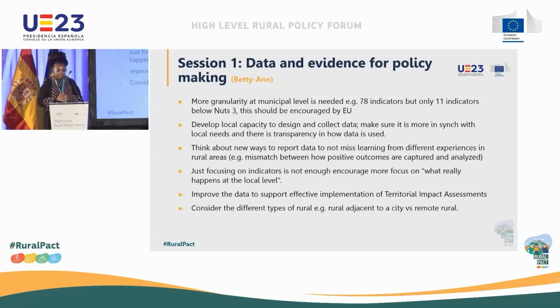There was an example provided of 78 indicators being available in one of the presentations, but only 11 could be attributed to the lower level. That was just an example of why there was this push and pull in the conversation between we have too much data and not enough. That 78 versus 11 gives you a sense of what that is. It's really about granularity and breaking it down so that you're getting the information that you need.